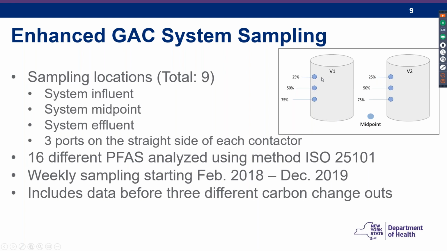And so we were able to take samples at 9 different locations: the influent, each of these ports, the midpoint, which acted as the influent to the next vessel, and then the 3 ports on the side, and then the effluent sample. So we were able to take 9 samples from each of these locations, and then analyze them for the 16 different PFAS compounds. Our laboratory was using the ISO 25101 method, and we did this weekly starting in February 2018. The data I'm going to present is through December 2019. Our sampling efforts do continue, though most of what we do has been impacted by COVID.